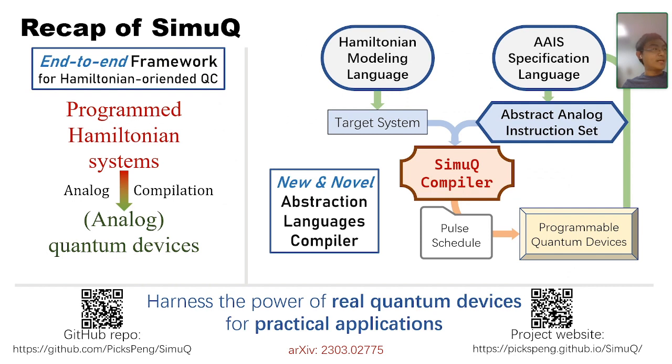Now we go to a quick recap of this talk. SimuQ, as we have talked, is an end-to-end framework for Hamiltonian-oriented quantum computing. We propose new and novel abstractions, languages, and compilers to support this framework. It helps harness the power of real quantum devices for practical applications.